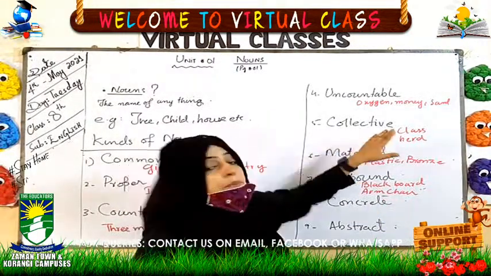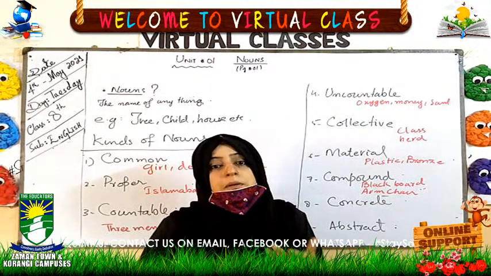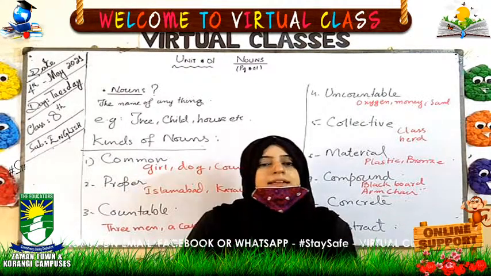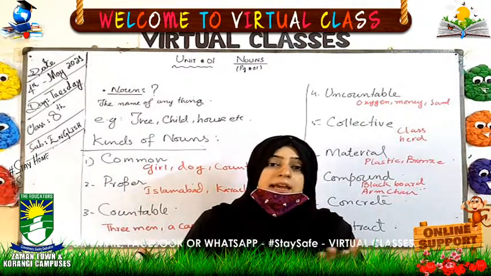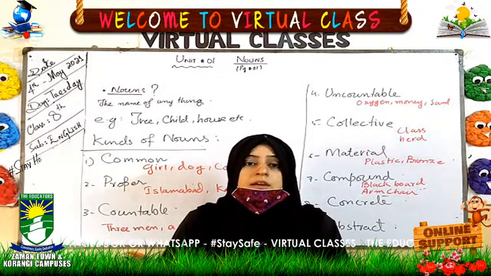Bouquet. It is a singular one but having many flowers in it, so it would be the collective one. In general we take it as a singular one, but in actual they are having many things in it, like a bouquet, which has many flowers.